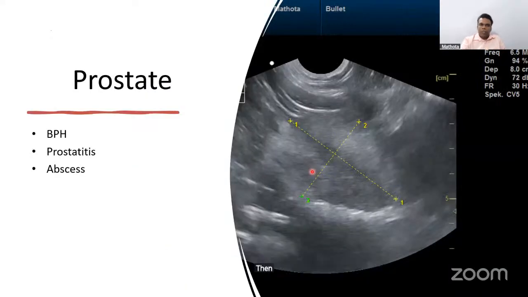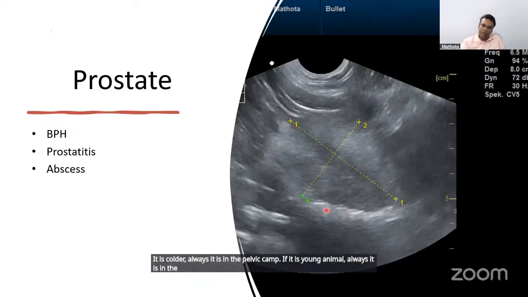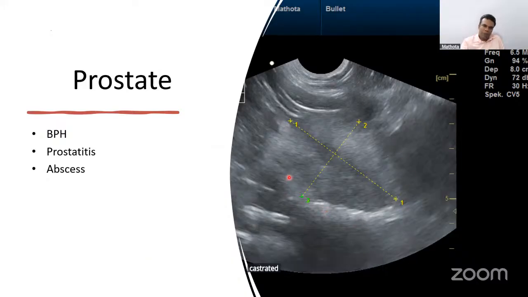Then we come to the prostate gland. The prostate is caudal, and in a young animal it is always in the pelvic cavity. With age it enlarges and comes into the abdominal cavity, and then we can scan it easily. But in a young animal or a neutered animal, a castrated animal, it's very difficult to scan.